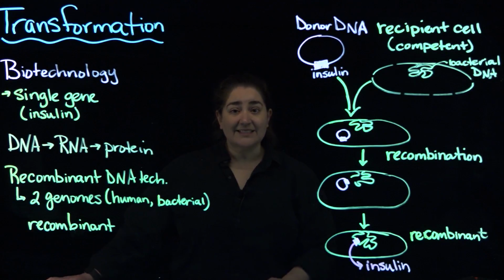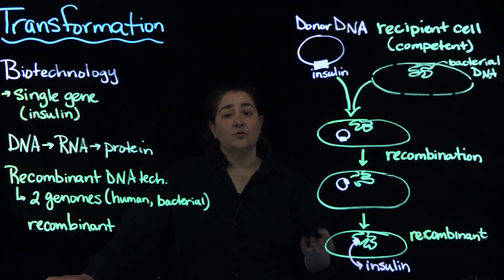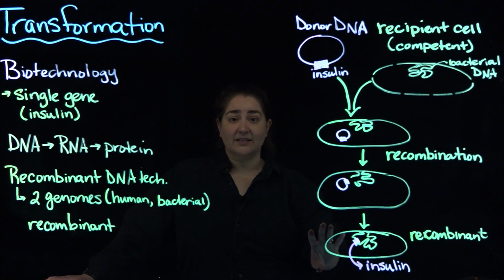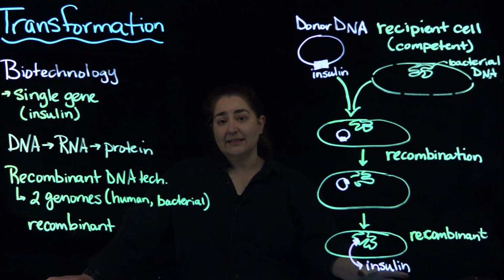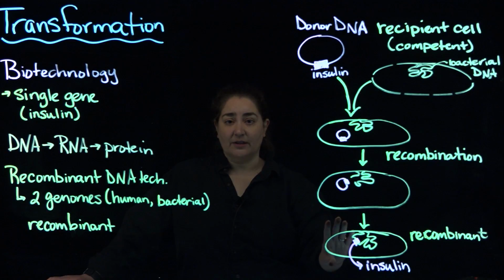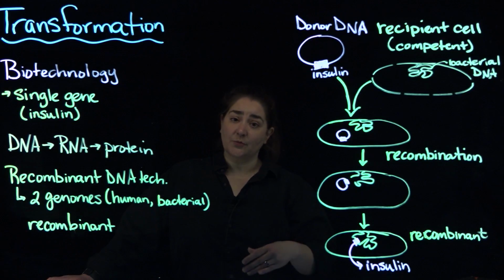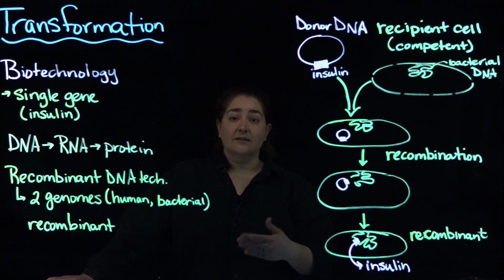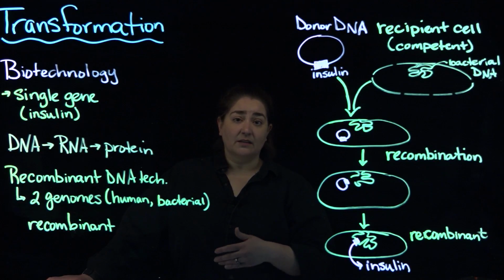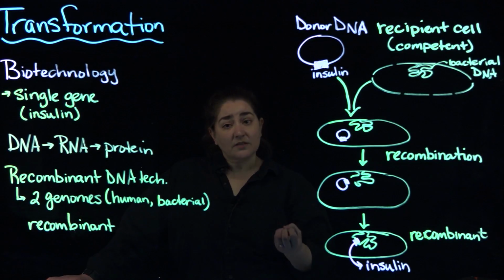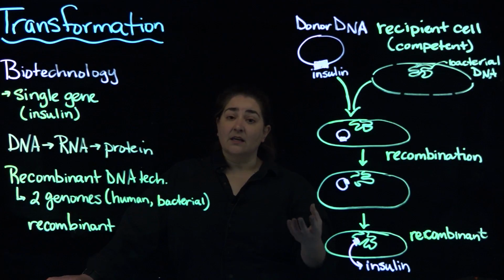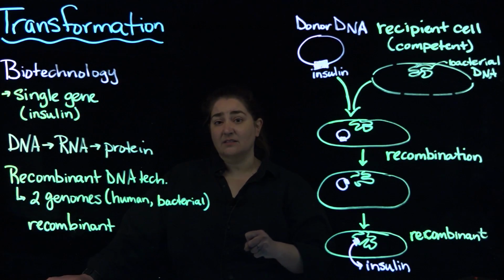But the bacterial cell doesn't need it. So what they do is they then harvest the bacteria and they extract the insulin protein from the bacteria. This is actually a much more stable source of insulin than what was used previously. Because previously, if you were diabetic, and my grandfather was diabetic back in the 1970s, the source of insulin way back in the day, they used to take pig pancreas, ground up pig pancreas, and extract the insulin.